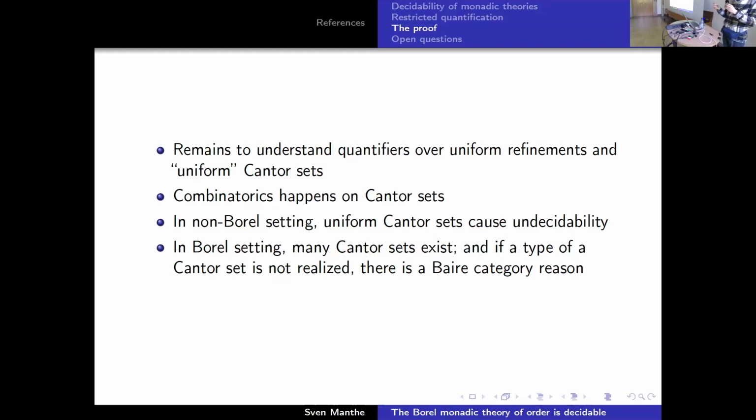But in the Borel setting, we know that many Cantor sets exist by some results on Borel sets. And in particular, if a type of a Cantor set is not realized, then in the set with the Baire property, we will actually be able to find a Baire category obstruction for this, which can be described effectively, and so obtain decidability.